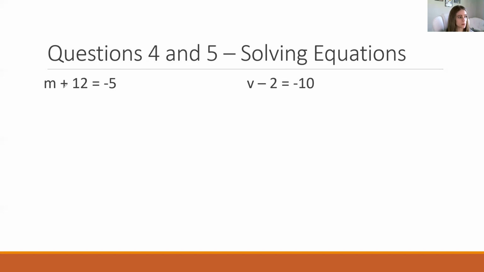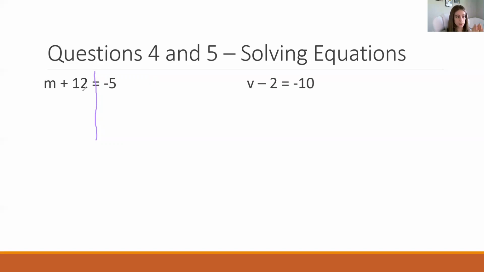First one, we have m plus 12 equals -5. I personally like to draw a line straight through my equal sign because when the problems get a little bit harder, it helps me separate the two sides so I can focus in on what I need to do. Our whole goal here is to solve for our variable. By doing that, we're trying to get our m all by itself. So the m needs to be the only thing that's over here on the left. Therefore, we need to get rid of this plus 12.